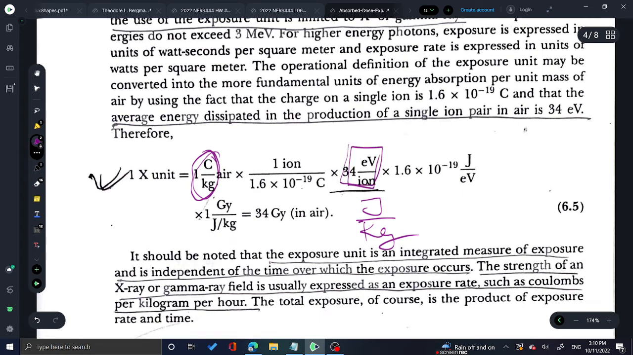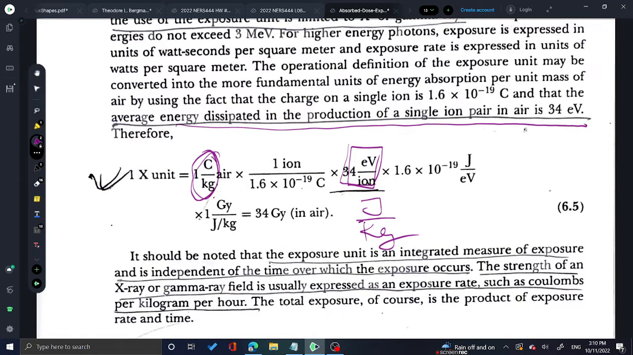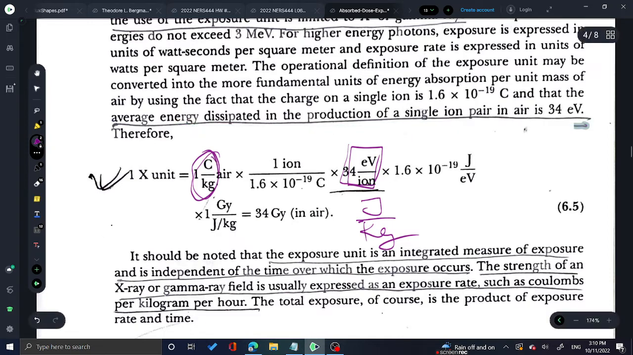So I guess we have seen this in a previous chapter as well. This is the average energy dissipated in the production of a single ion pair in air, which is 34 eV. So in air, to produce a single ion pair we need 34 eV of energy. So that's 34 eV per ion, okay? So if you multiply, okay, 1 coulomb per kg, now we need to convert it to joule per kg.